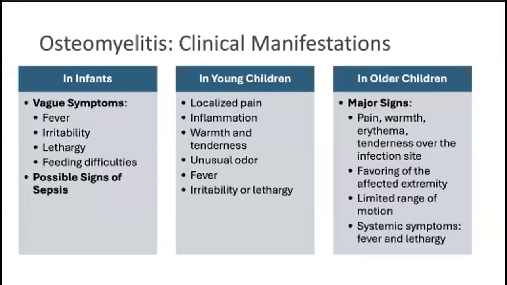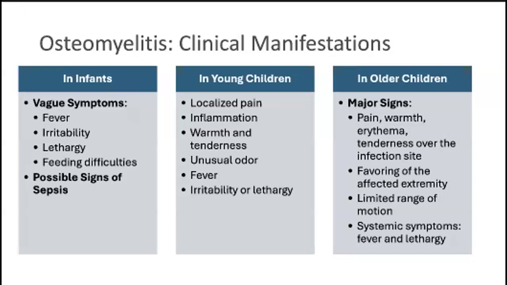So what does it look like? In an infant, symptoms could be really vague and nonspecific, like fever, irritability, lethargy, poor feeding. Some infants could present with sepsis. In our young children, they're going to have localized signs of pain, inflammation, warmth, tenderness, and unusual odor at the infected site if there's a wound present, which is really specific. So if they had hardware and now that hardware area has weird, foul-smelling drainage and odor, we can also have systemic signs of fever, irritability, and lethargy.